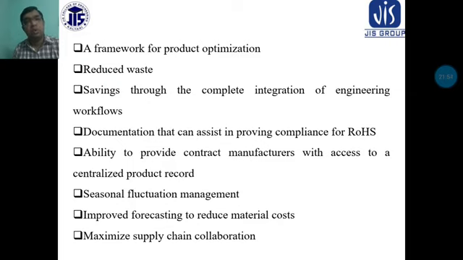That means 2 lakh products will be produced during these 6 months, and this product will be consumed by the customers in the market. And you will not have produced 3 lakh products, so this 1 lakh will not be pending in your industry, because of improved forecasting to reduce the materials cost in these procedures. Maximizing supply chain collaboration also applies here.